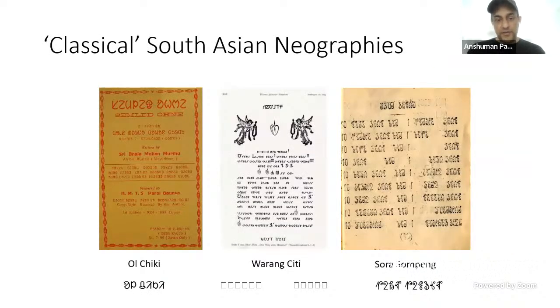So in South Asia, there are 3 classical South Asian neographies. These are Ol Chiki, Warang Citi, and Sora Sompeng. And you see here that apparently Windows does not support Warang Citi yet. So that's a lapse on Microsoft's part. And these are the 3 classic, or basically, let's say, canonical invented scripts of South Asia that people are familiar with and people have studied.